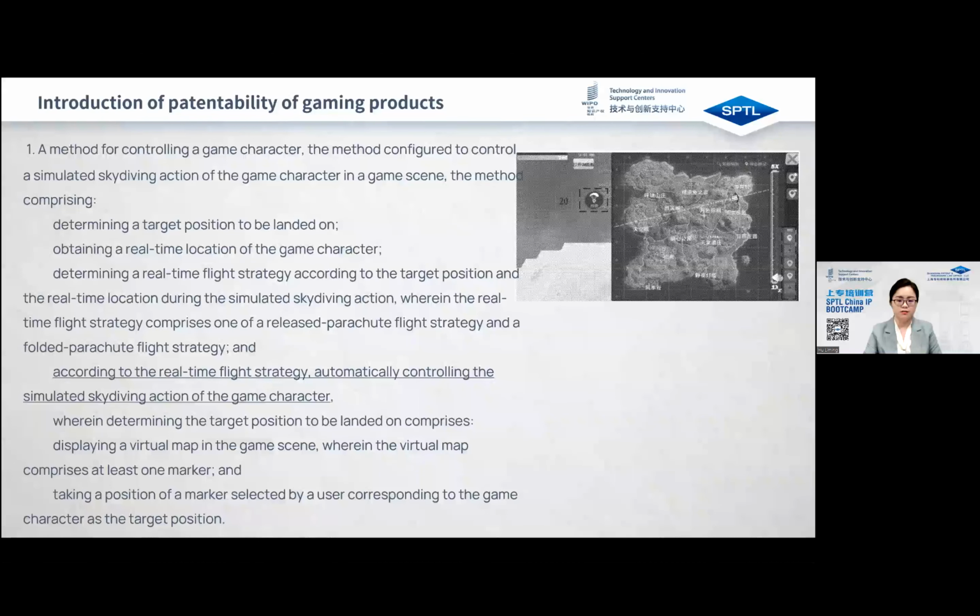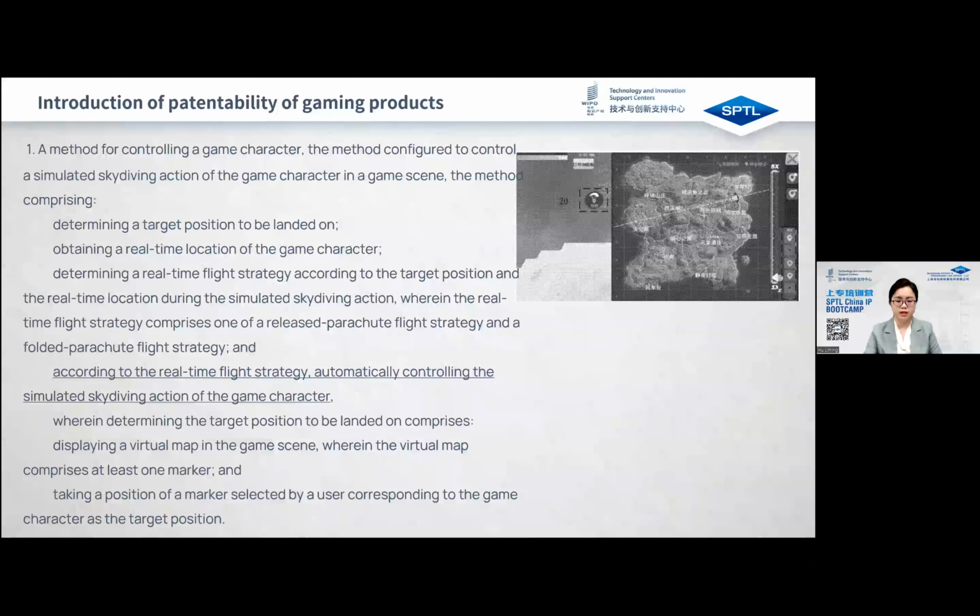In the game interface shown above, button 20 can realize automatic landing flight. The solution in Claim 1 is used for controlling the landing behavior of the game role in a game scene. And you can see that the method comprises the following steps: determine a target position for landing, obtaining the real-time position of the game role.